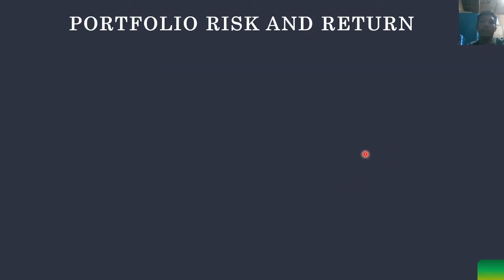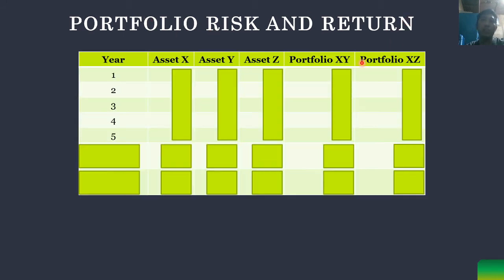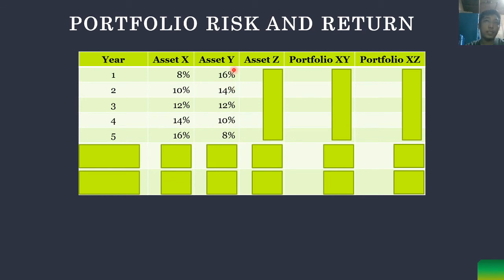So, next, for the portfolio risk and return, yan. So, let's say we have asset X, asset Y, and asset Z. So, i-continue lang natin yung kanina with the addition of asset Z. Okay. So, for asset X, given na yan, 8, 10, 12, 14, 16. Asset Y, 16, 14, 12, 10, and 8. Asset Z, so let's say ang return niya ay 8, 10, 12, 14, and 16. So, same lang ng asset X.